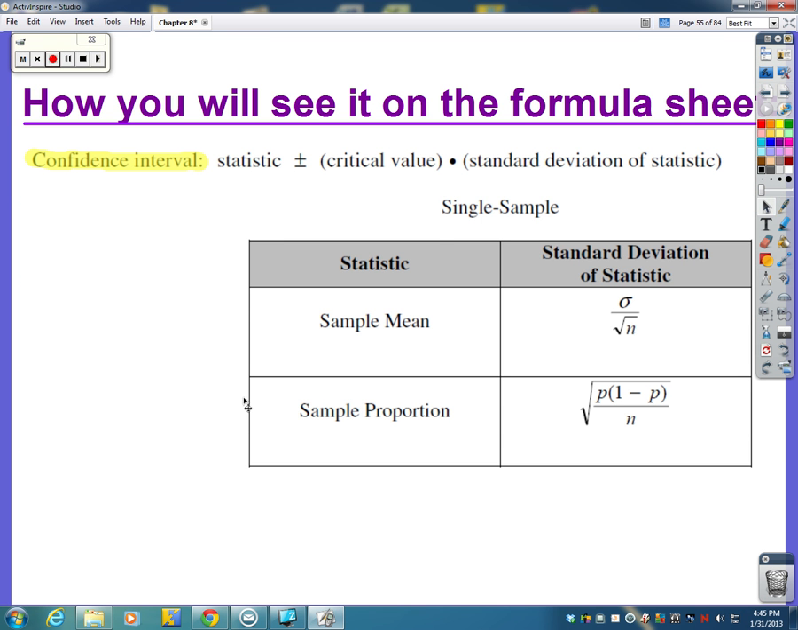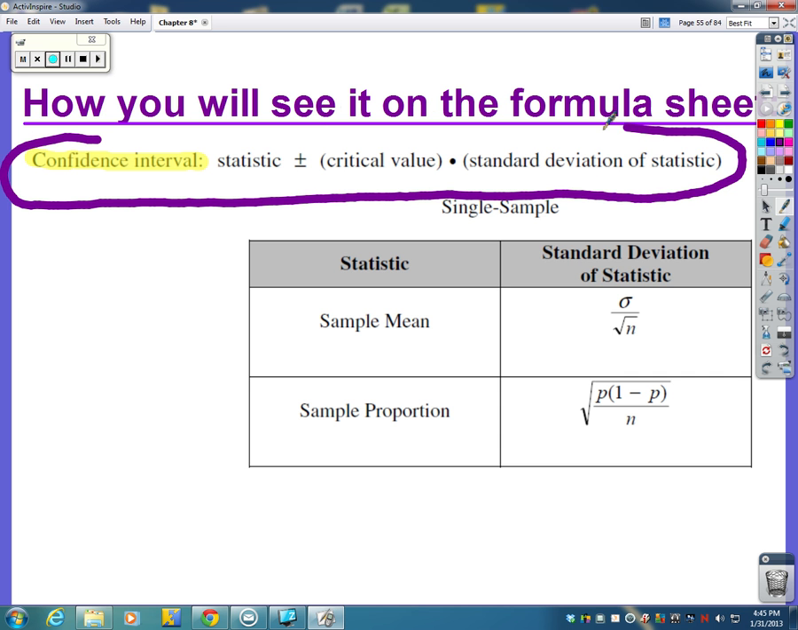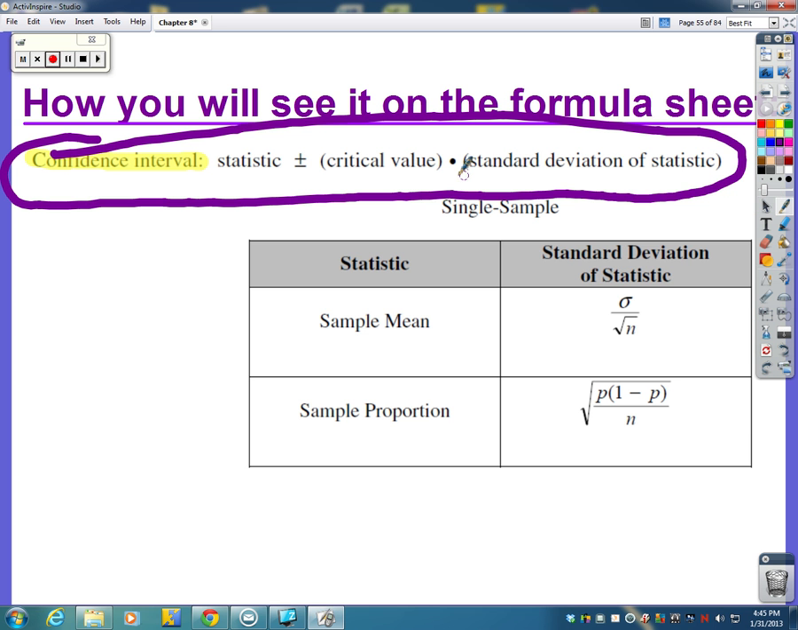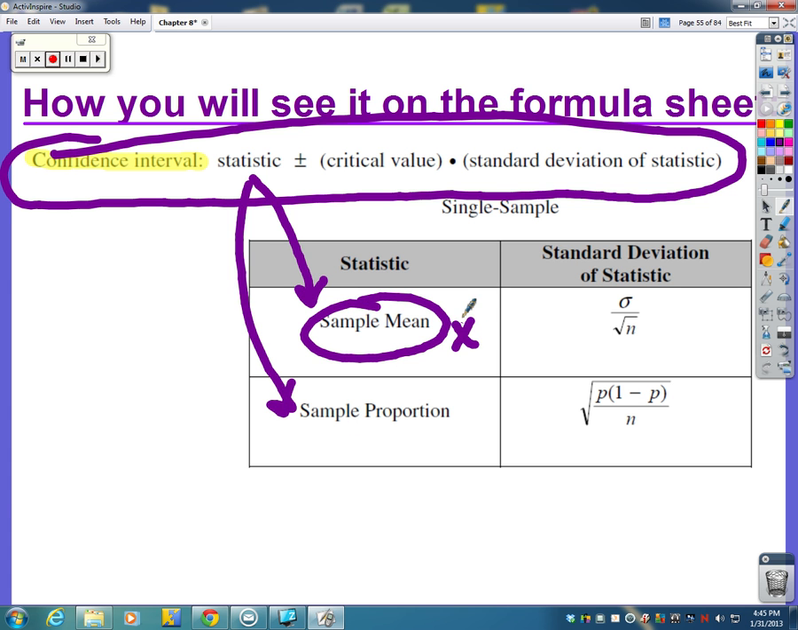So in your formula sheet, again, this is what it looks like. This is the same screen I showed you from the proportions. This is what it says for confidence intervals, and it's pretty much exactly what I just showed you, except I called it standard error of the statistic. They call it the standard deviation of the statistic. But since we don't know the population standard deviation, then we call it the standard error of the statistic. So statistic really just means one of two things, either sample mean or sample proportion. We're now going to be dealing more with sample means, so we'll be using x bars.